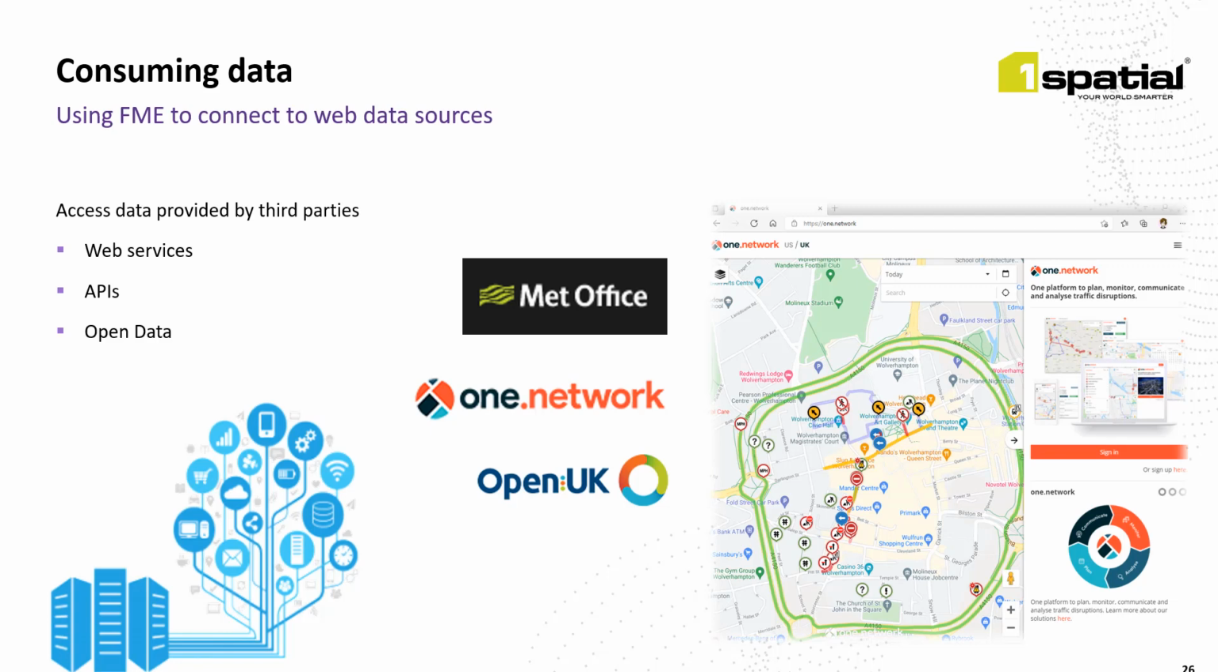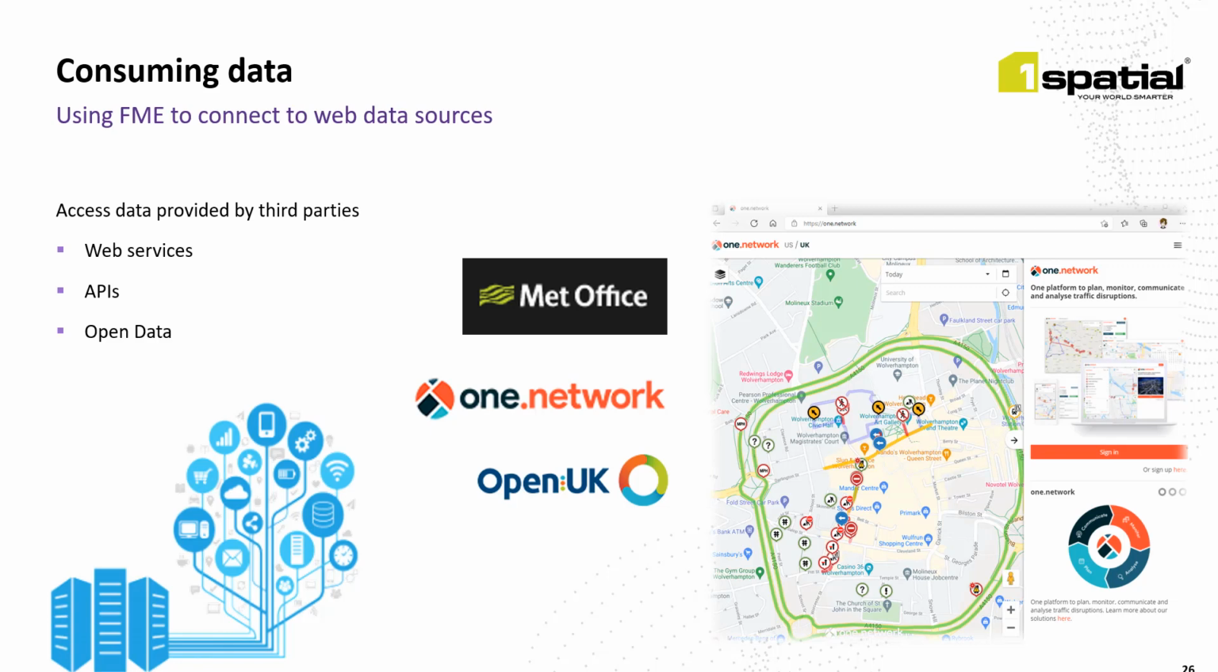And there are tons of examples. A couple I could think of, relevant for today, hopefully, are the DataPoint API service from the Met Office. It's serving up environmental data for locations across the UK. You just need to register to access it. One Network, which is serving roadworks and traffic disruption information, with this nice map front end. But again, there is an API in the background.